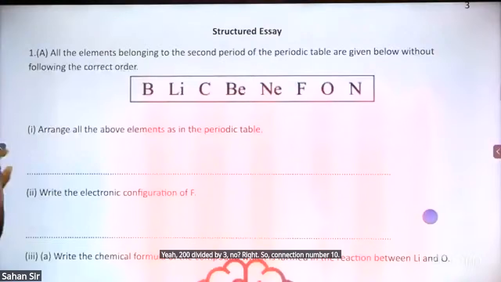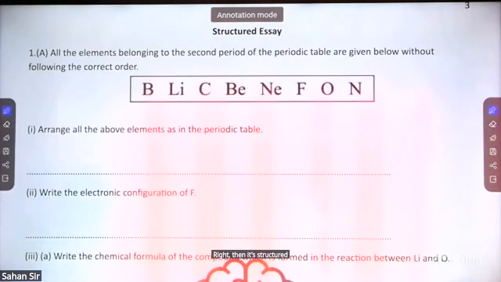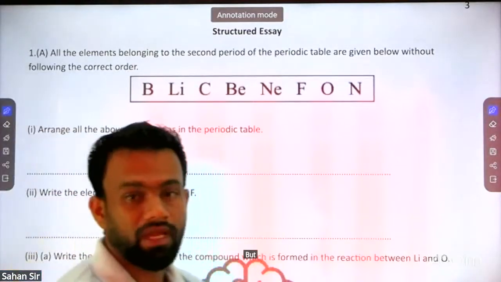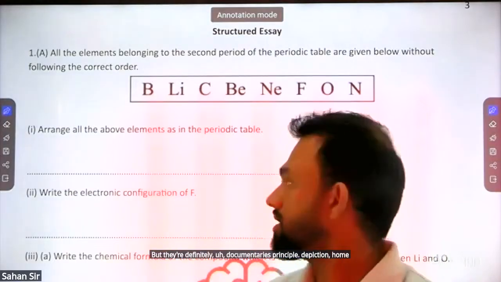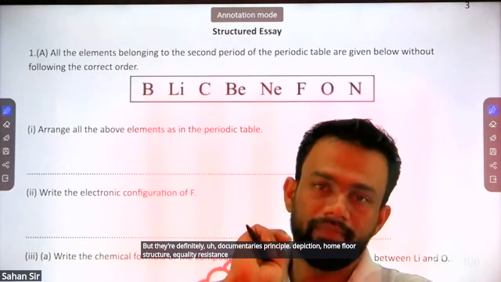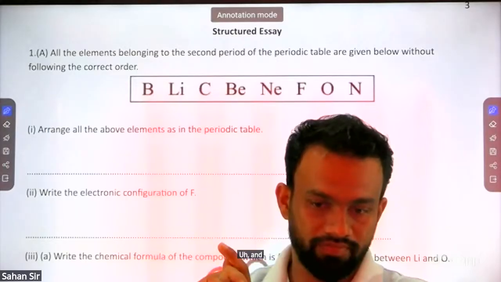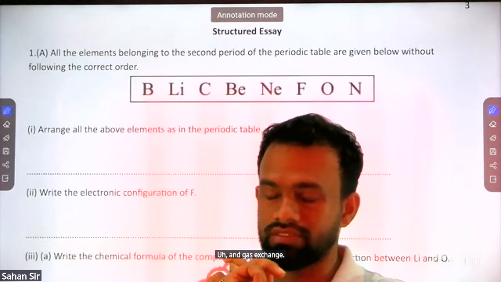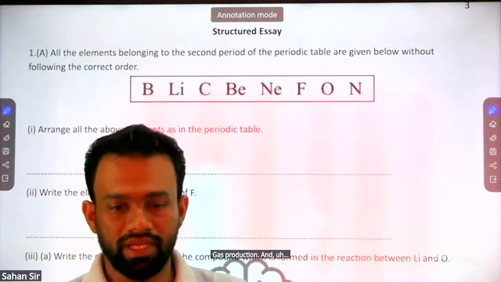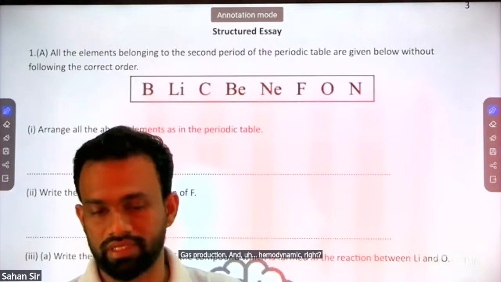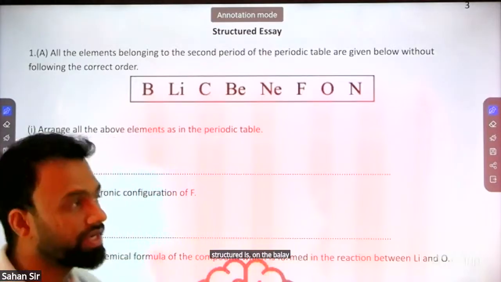Then structure. But there will definitely be Archimedes principle, Ohm's law, structure, equivalent resistance, and gas production, and hematite, right? Structure will definitely come.